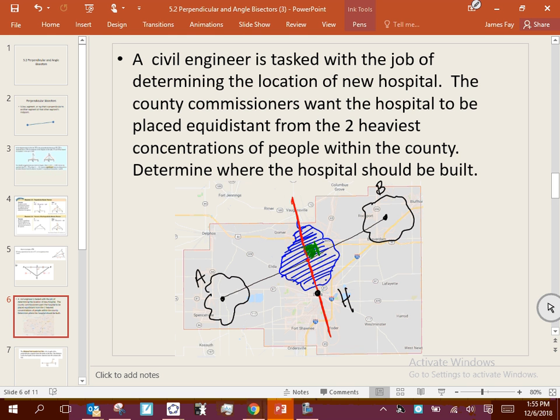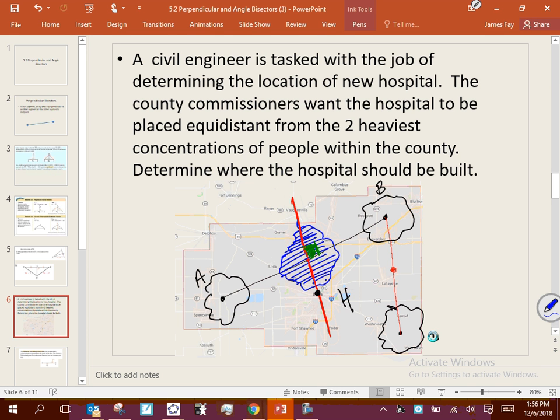Now, here's my next question. Let's extend this a little bit. Let's say that we have a third population down here at C. Okay? What am I going to do? I do make a triangle. I'm not going to draw a whole triangle. But the idea is, if I want to be equidistant from all three populations, and I wanted to be equidistant between C and B, where should my hospital be? On the middle of that line, right? So on that midpoint.